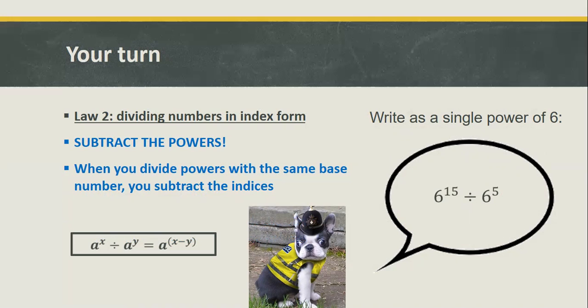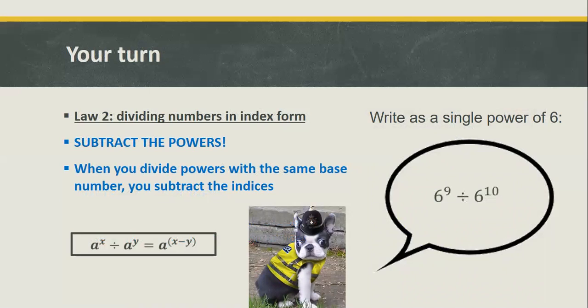6 raised to the power of 15 divided by 6 raised to the power of 5 as a single power of 6. So if you get 6 raised to the power of 10, you are absolutely correct. Well done.